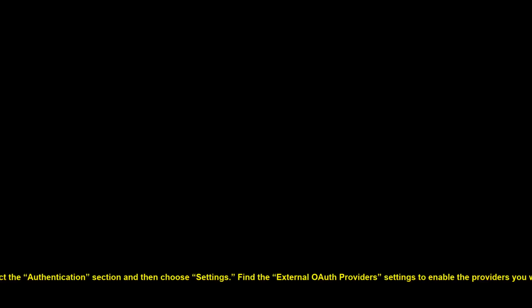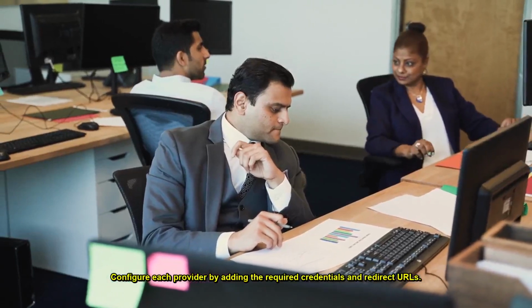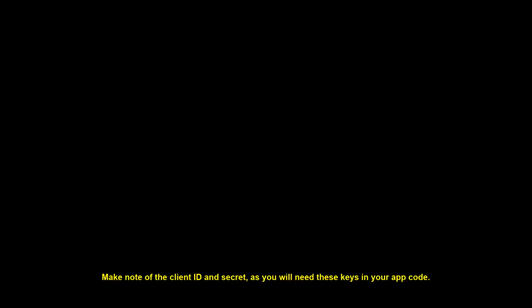Next, navigate to the Supabase dashboard and configure OAuth providers. Select the Authentication section and then choose Settings. Find the external OAuth providers settings to enable the providers you want. Configure each provider by adding the required credentials and redirect URLs. Make note of the client ID and secret, as you will need these keys in your app code.